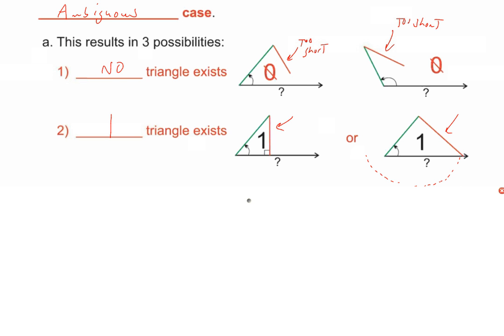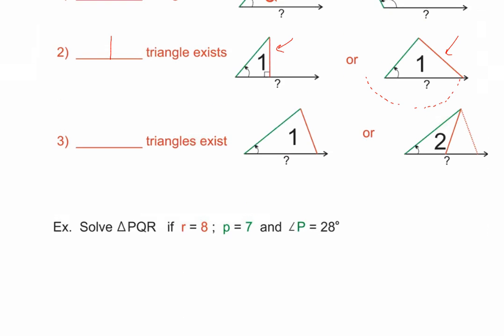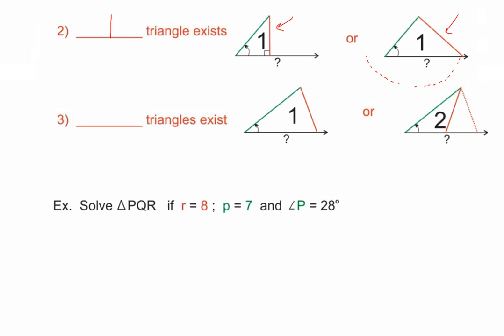So when you have this ambiguous case, side-side-angle, you can have no triangles, you could have one triangle, or dun-da-da, you could have two triangles. Because here's what happens. When you swing this, if it's just the right size, it can come up and be a triangle over there.